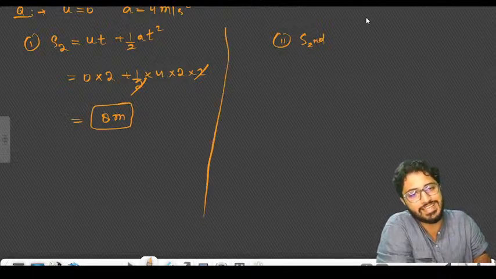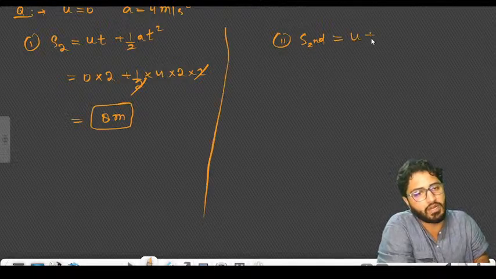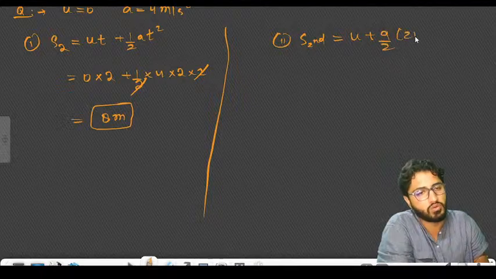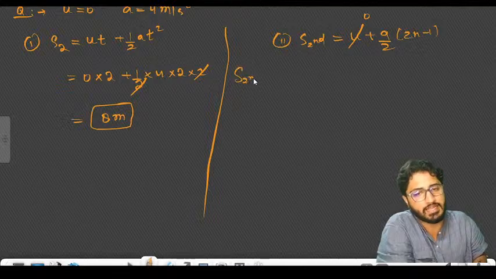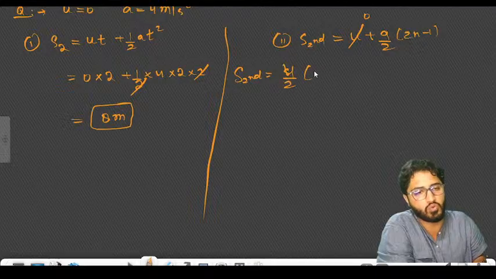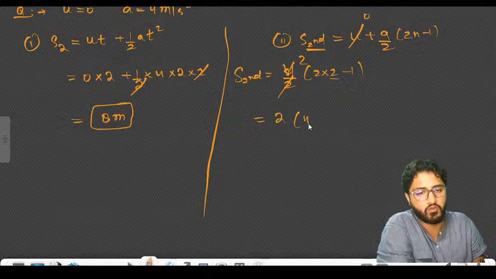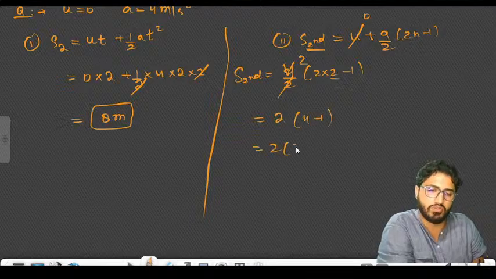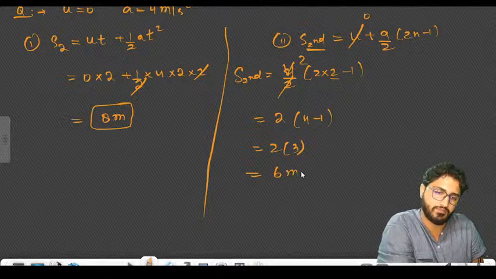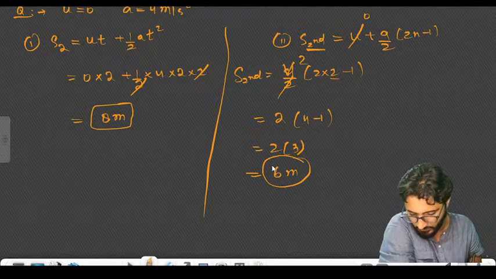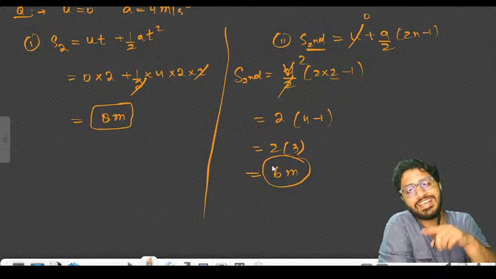But this one is S nth. S nth means u plus a by 2 into (2n minus 1). u is 0. What will be S second? a is 4, so 4 by 2 is 2. n is 2, so 2 twos are 4, minus 1 is 3. So 2 into 3 is 6 meters. That is the difference between Sn and Snth.